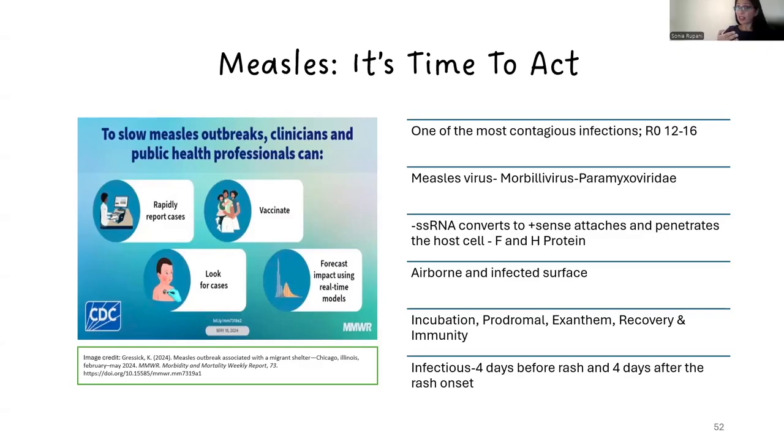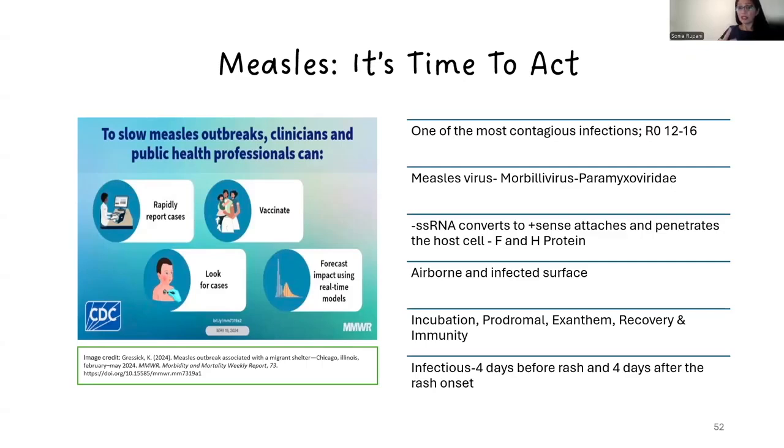Incubation period is where they're asymptomatic, but they have been infected. Prodromal phase, where we start seeing that they come in with fever, anorexia, they're tired, they're irritable, and then they have the 3 C's: the coryza, cough, and conjunctivitis.